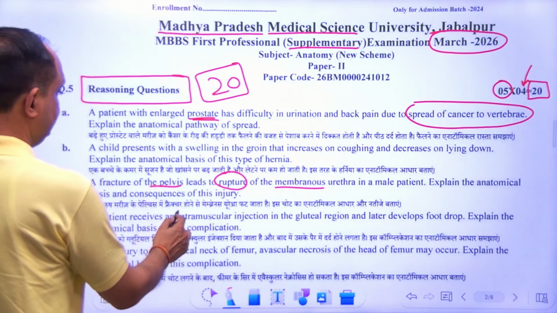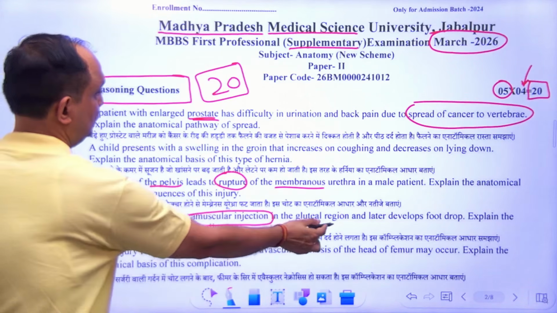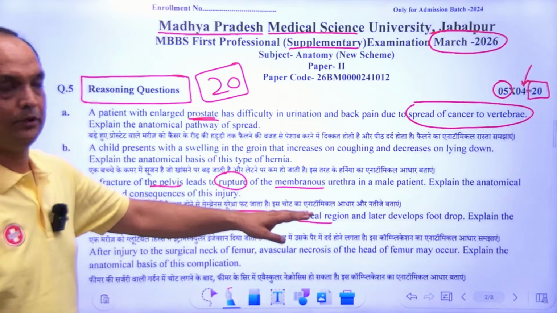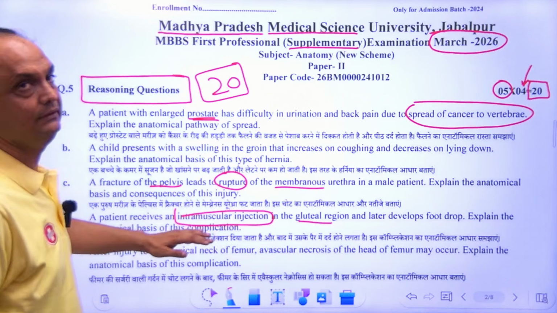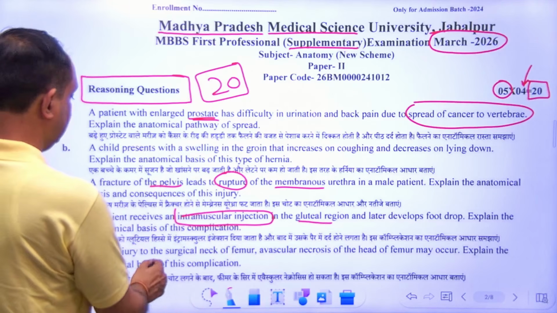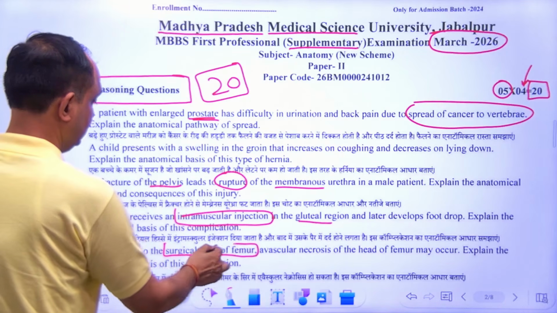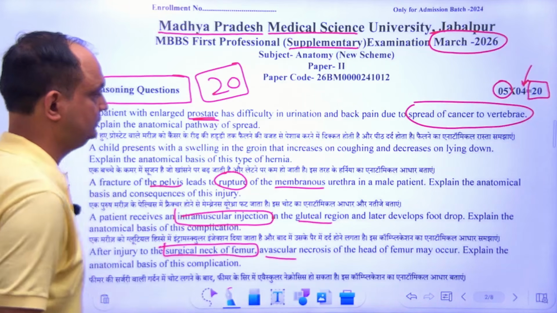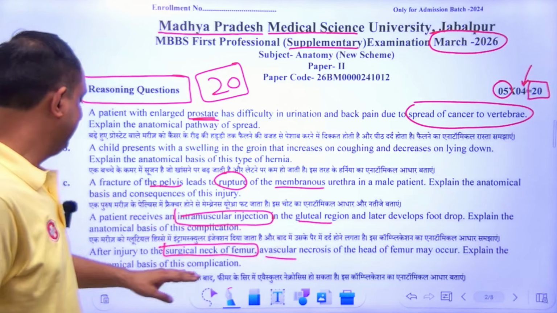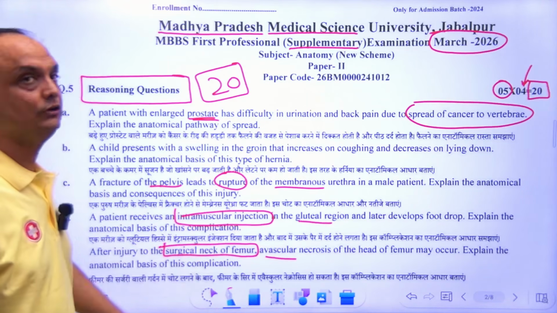A patient receives an intramuscular injection in the gluteal region, and later develops foot drop. Explain the anatomical basis and its complication. After the injury of the surgical neck of the femur, avascular necrosis of the head of the femur may occur. Explain the anatomical basis of this complication.